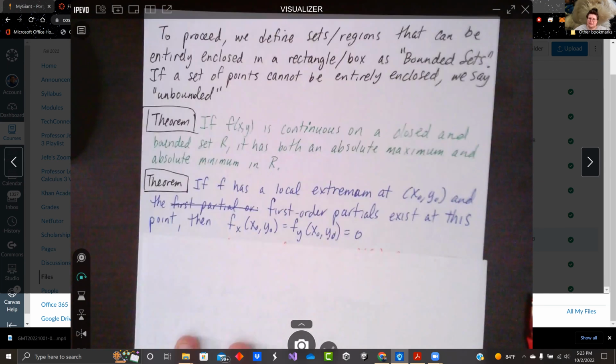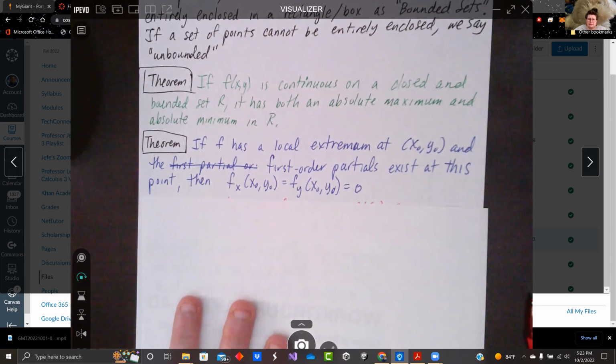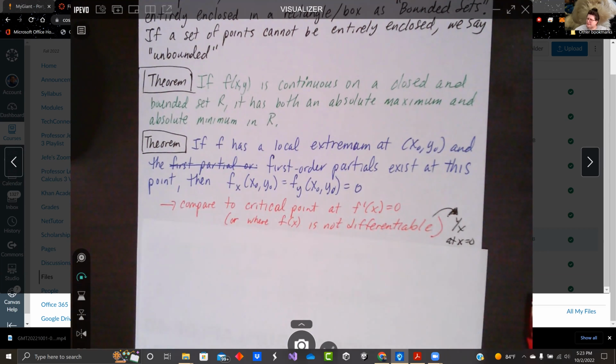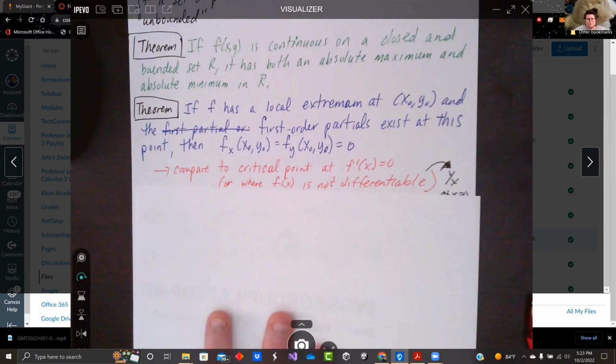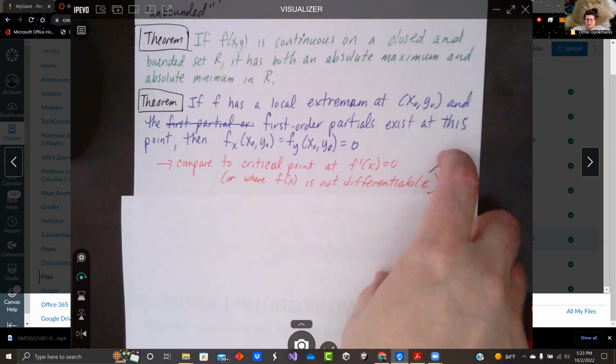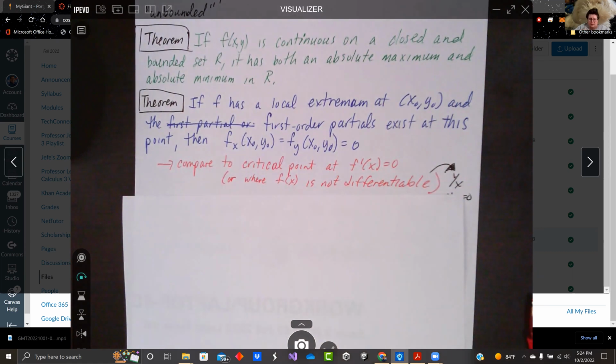If f has a local extremum at x naught, y naught, and the first order partial derivatives exist, then the first order partial derivatives equal 0, which makes sense. We need it to be a peak or a minimum, and we need that slope there to be 0 in both directions. And that's similar to what we did with critical points when f prime of x was equal to 0, like, you know, the max or the min, the slope was 0.